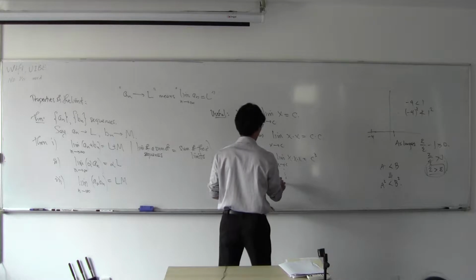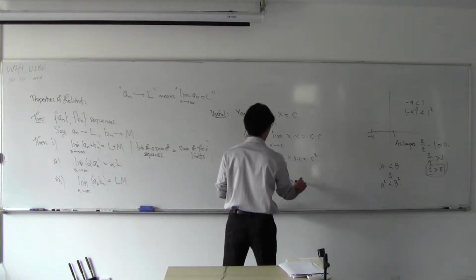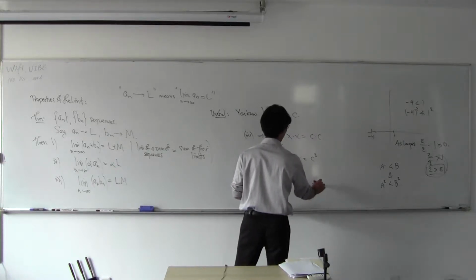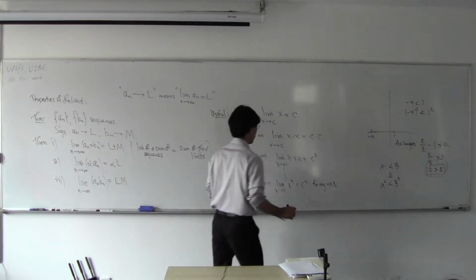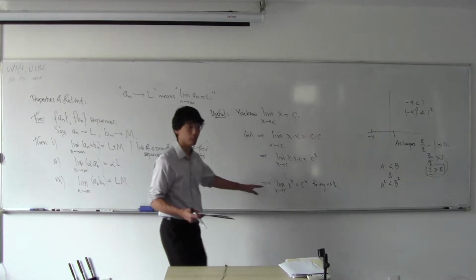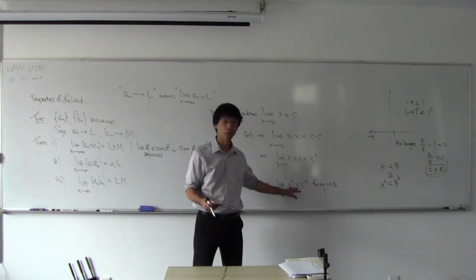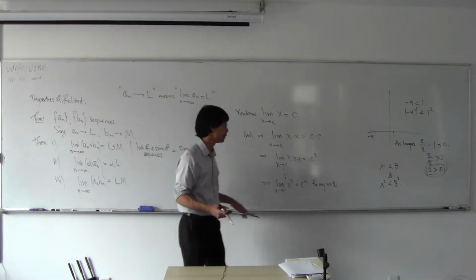And it tells me everything, right? It tells me that the limit of x to the n as x approaches c is c to the n for any n in the natural numbers. So you don't have to do the epsilon game for this sort of thing. You don't have to do the epsilon game.